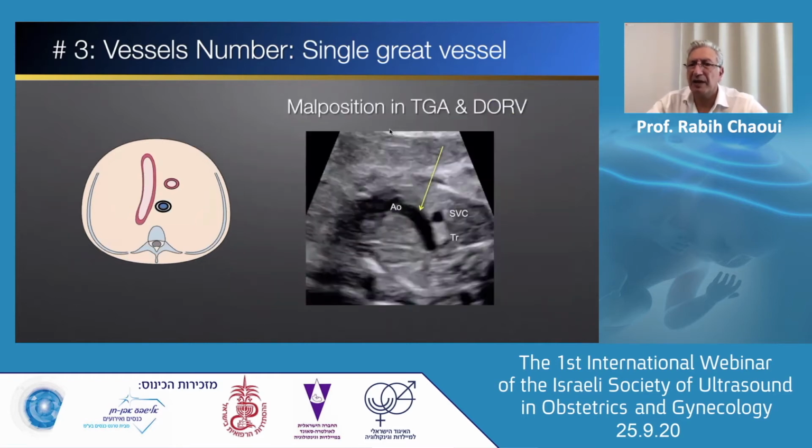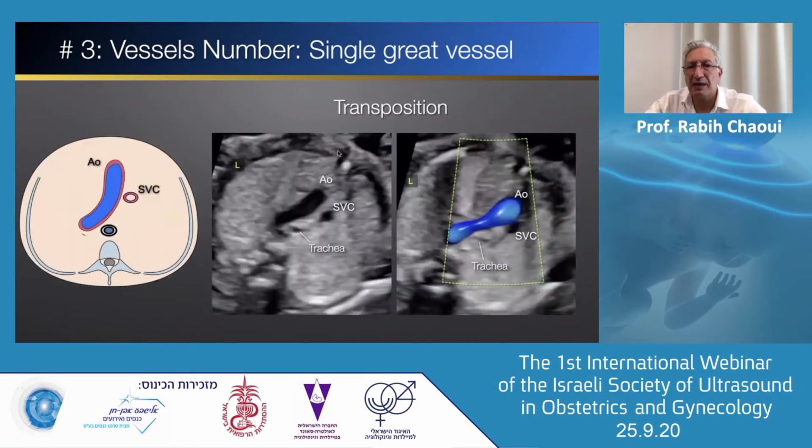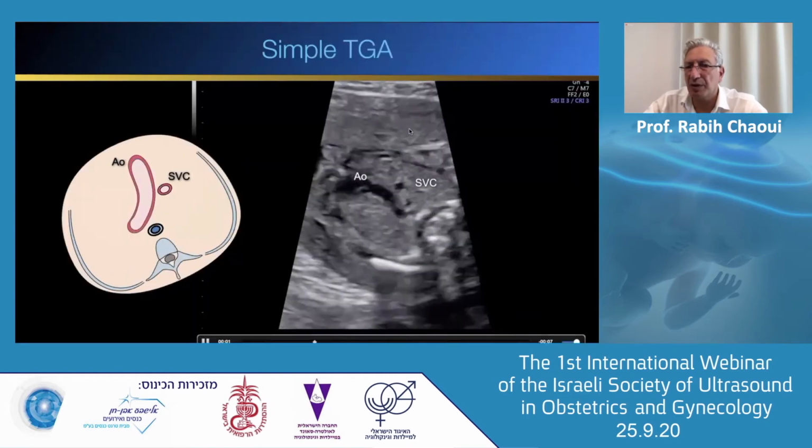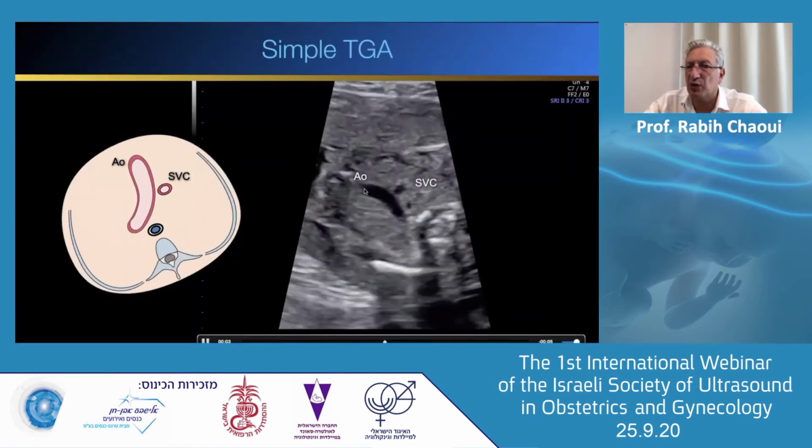The typical image that people are interested in is the transposition of the great arteries or double outlet right ventricle. In malposed vessels, you see one single vessel like this one in the upper thorax because the other one is below and a little bit hiding. So let's see the typical image of a transposition. You see the aorta, the trachea, and the superior vena cava on its side. In simple or complete transposition, this is the typical image you see in the upper thorax.